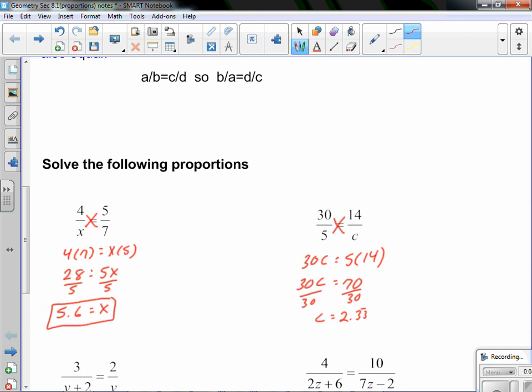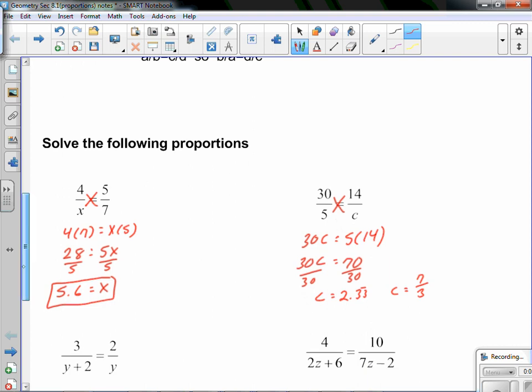Or in some cases, it may just ask you to give the answer in simplest fraction form. Simplest fraction form in this case would actually be more accurate, because it would just be divided by 10 on top and bottom, and you get 7/3. Right? So depending on what it asks for, either one of those could be the answer.